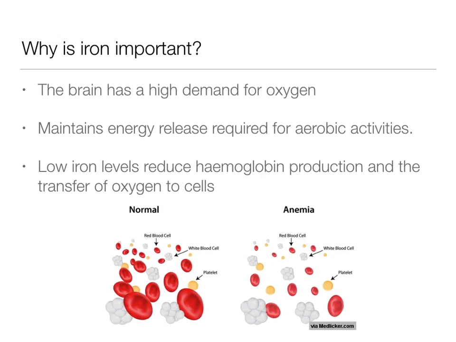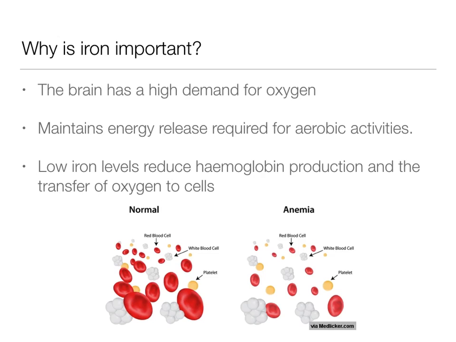So, why is iron important? The brain has a high demand for oxygen, and additionally, iron maintains energy release required for aerobic activities. Low iron levels reduce hemoglobin production and the transfer of oxygen to cells, as mentioned. Here is an alternative representation of normal red blood cells, this time on the left, compared to anemic red blood cells on the right. If you have another opportunity to see the difference in the size, the fullness, the colour of the two types of cells.